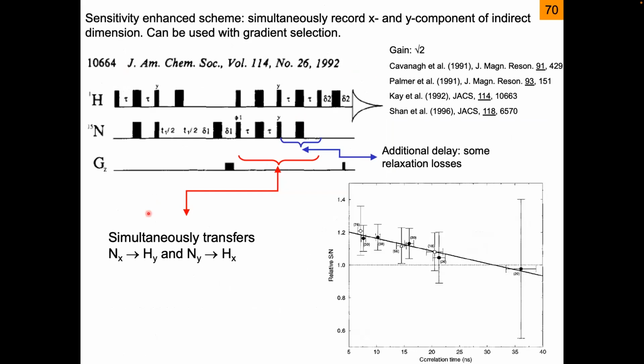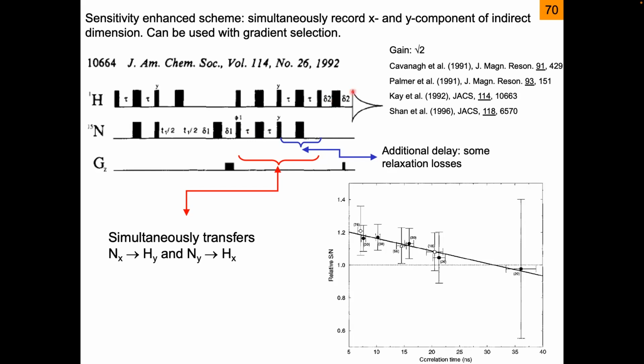Then before TROSY, Lewis Kay and Art Palmer had the idea. I talked yesterday about the sensitivity loss that you get when you add an additional dimension, because you need to acquire in the additional dimension the X and the Y component of the signal. And what these people then found is that when you add this additional sequence, you can at the same time transfer magnetization from the X and the Y component onto the detected proton magnetization, and that gets rid of this square root of 2 loss in sensitivity.